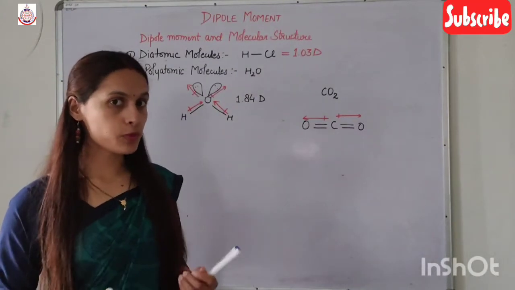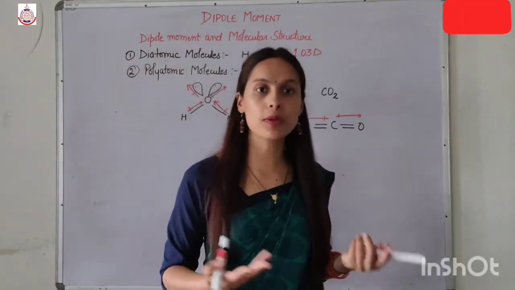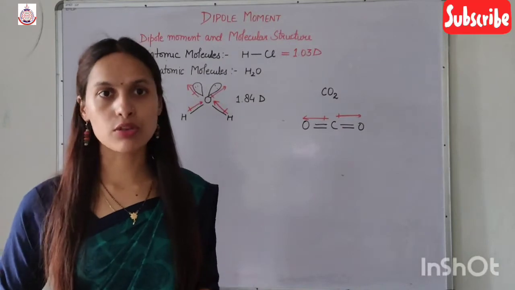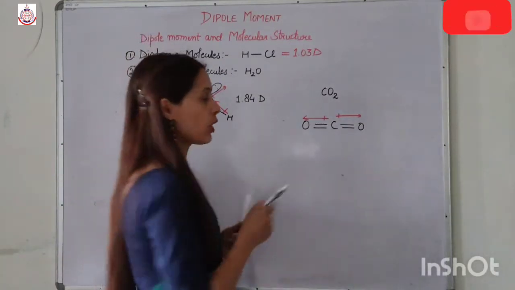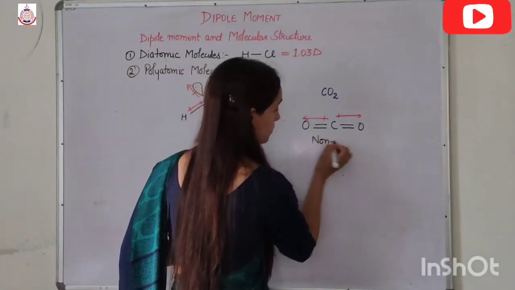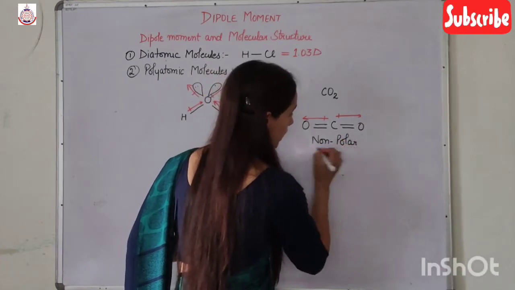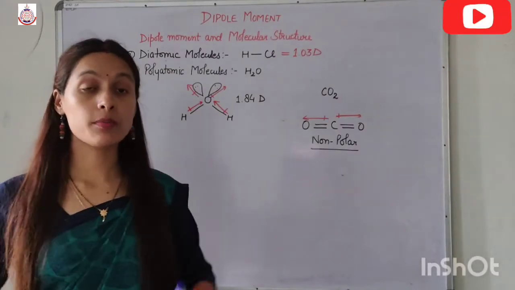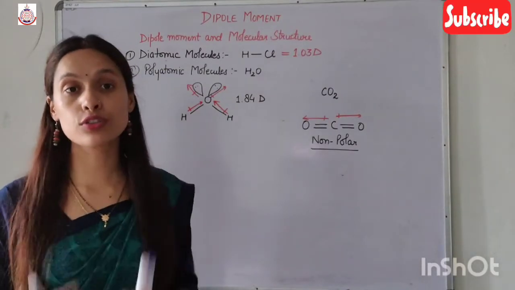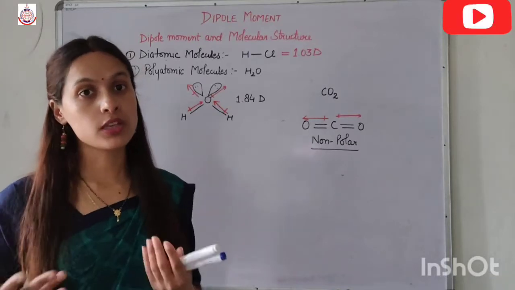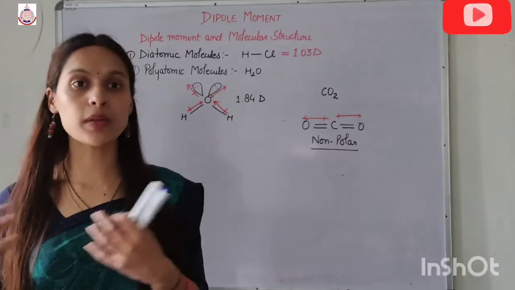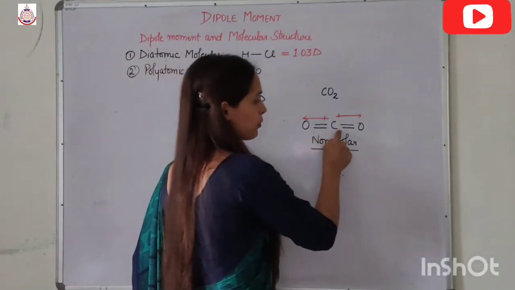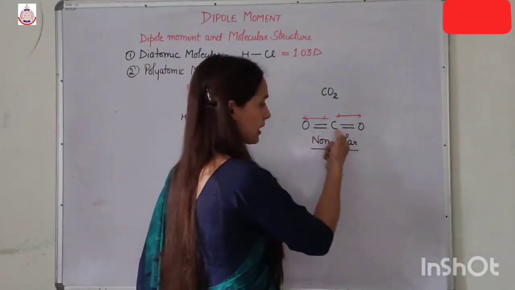And if there is a dipole moment, then the molecule should be polar. But this molecule is non-polar. Means, though we have a polar covalent bond, the molecule is non-polar. The molecule may be non-polar or may be polar. Now, what is the reason behind this? In this, the dipole moment is towards this direction.